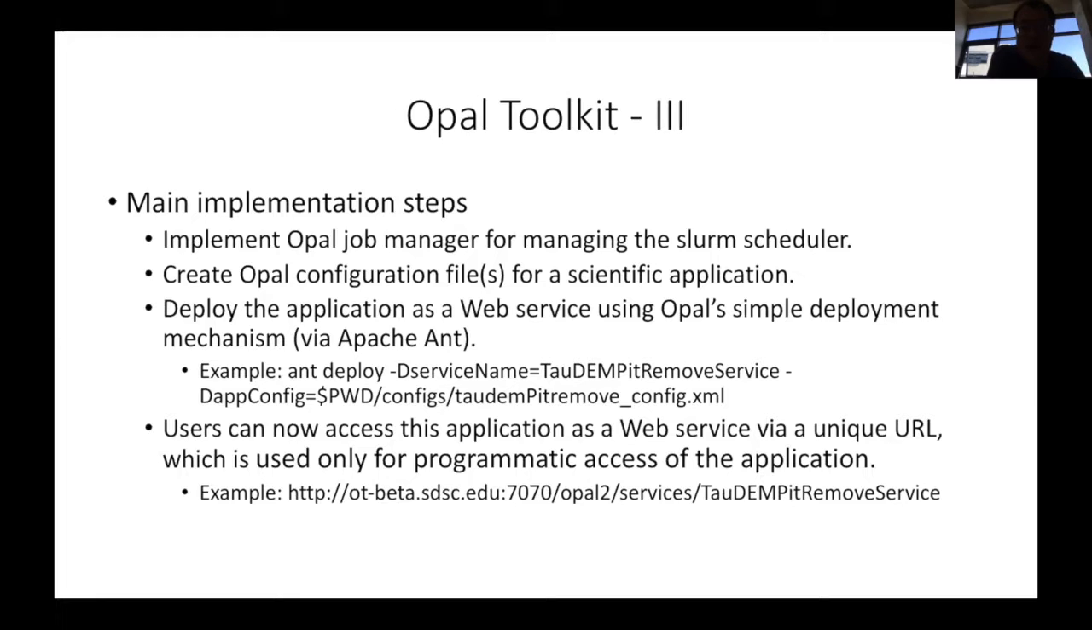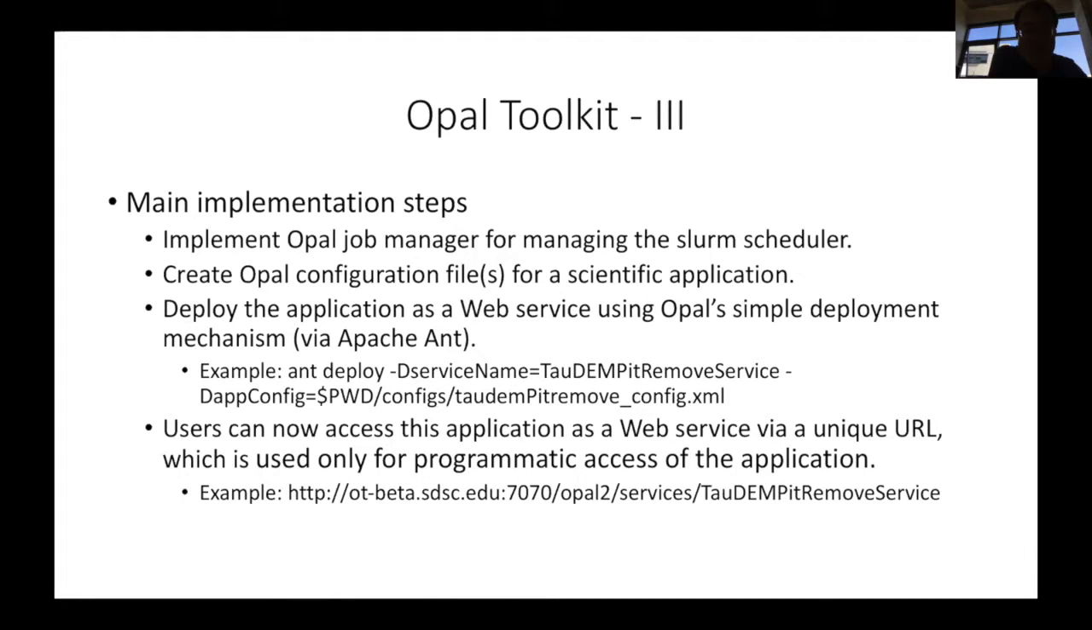And the second step, we created Opal configuration files for the scientific application. Then we deployed the application as web services using the Opal deployment mechanism. This is done by Apache Ant, for example, ant deploy, and then your service name and application configuration file. After that, users can access this application as web services via a unique URL.